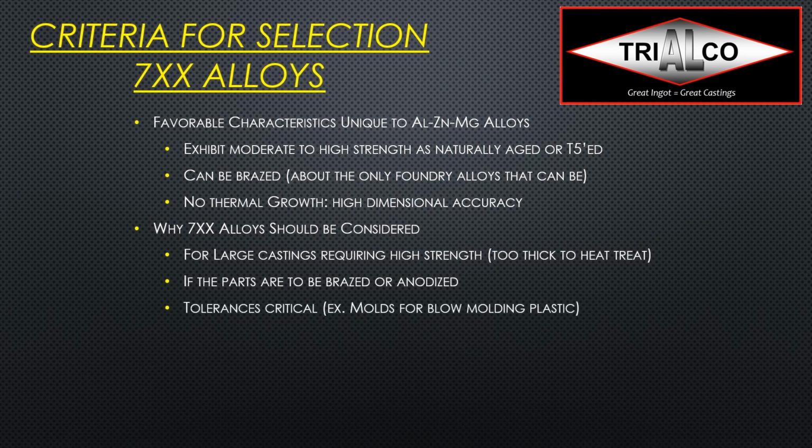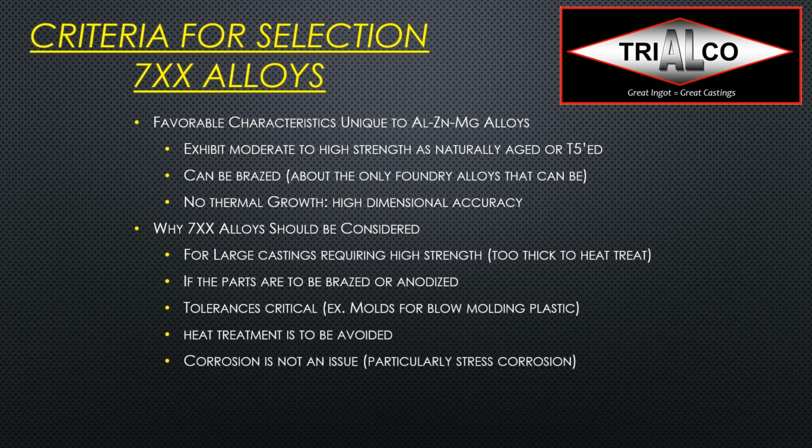Tolerances are critical. It's used, for instance, for the molds for blow molding plastic. And if you really need to avoid heat treatment, the natural aging usually takes place within a time frame of 3 to 4 weeks, and then you're pretty stable. Mind that corrosion should better not be an issue, especially stress corrosion. They have a tendency for stress corrosion cracking as well, especially if you do it in a T6 temper.